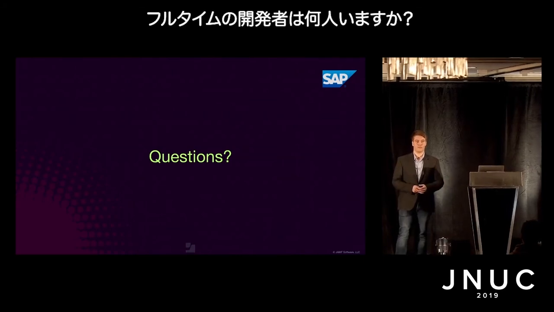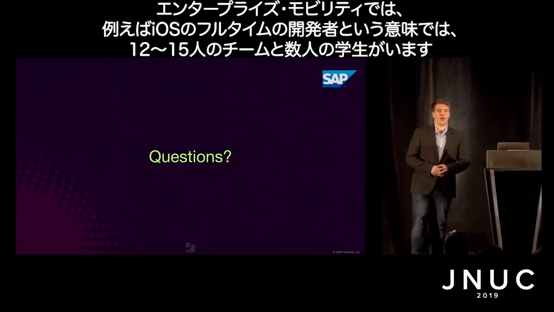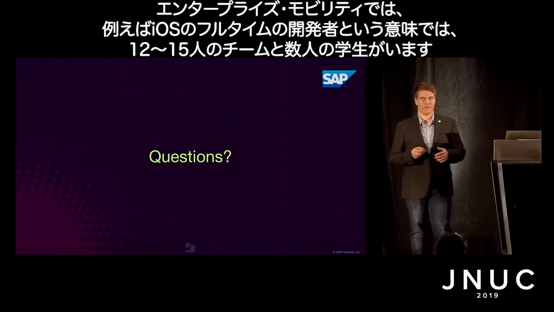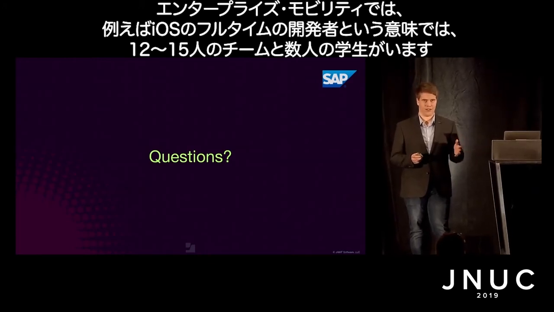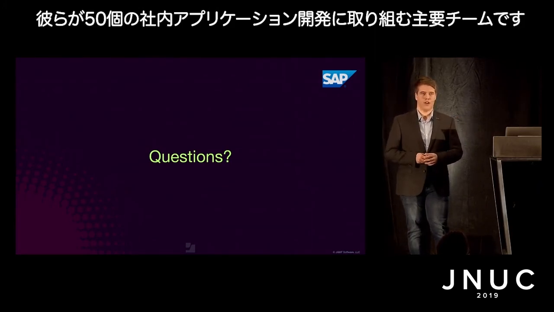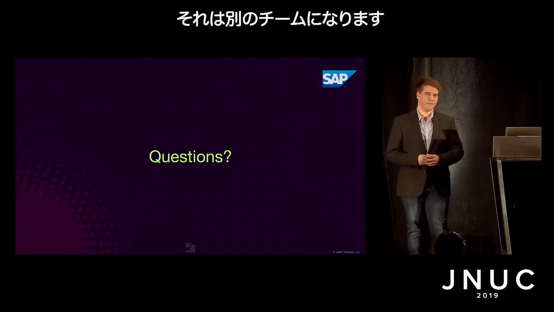How many full-time developers do you have that aren't admins? Okay, so in enterprise mobility, if you mean full-time developers for iOS, for example, we have a team of around 12 to 15 people and a few students. These are really the core team that is working on these 50 in-house applications that we have. Obviously, there are other apps from SAP for outside of SAP. They're in a different team.